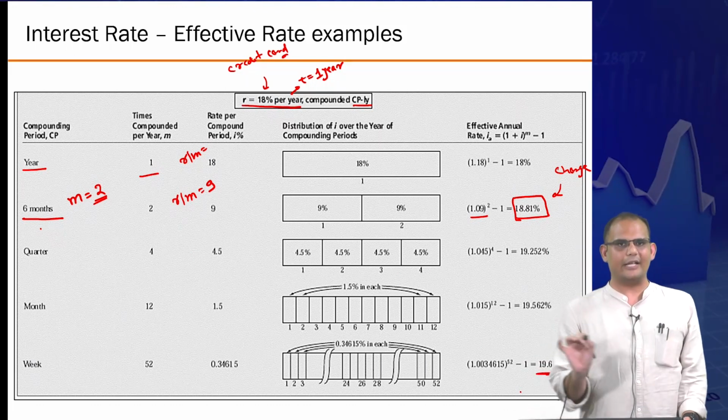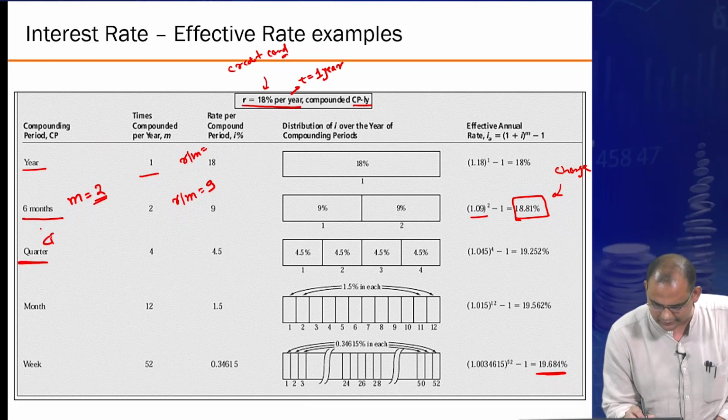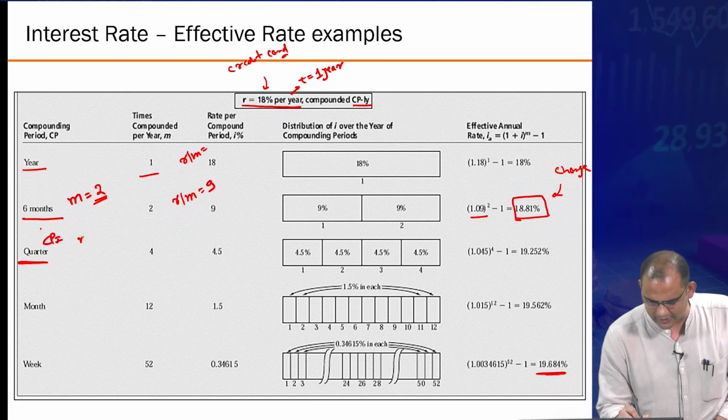Got the idea how the calculation is being done? Suppose the quarterly, the CP is quarter, right? What is the M?